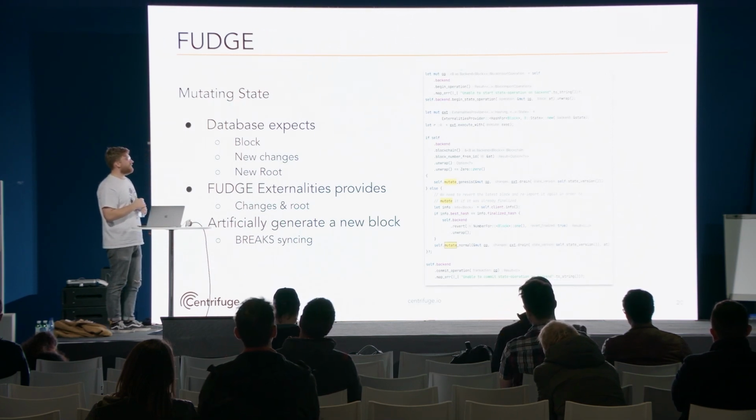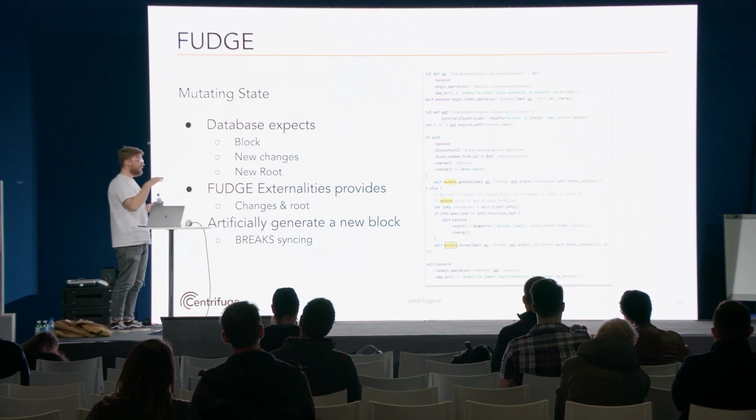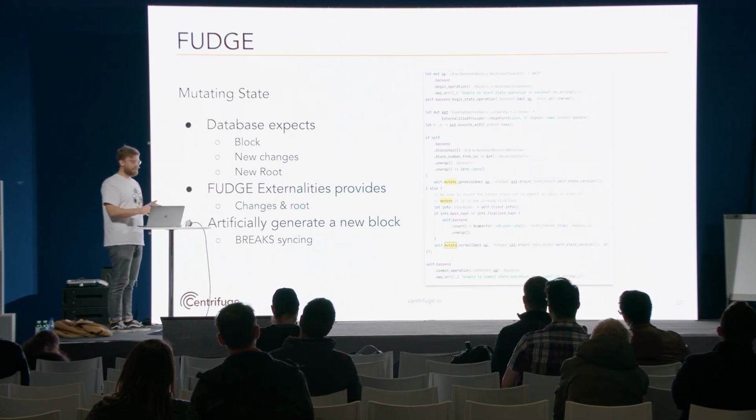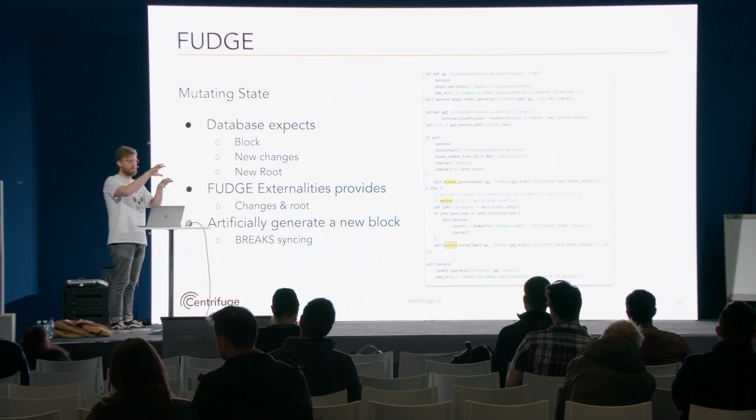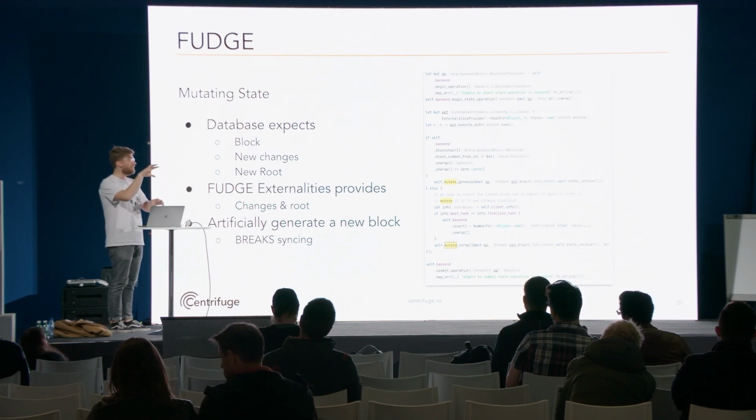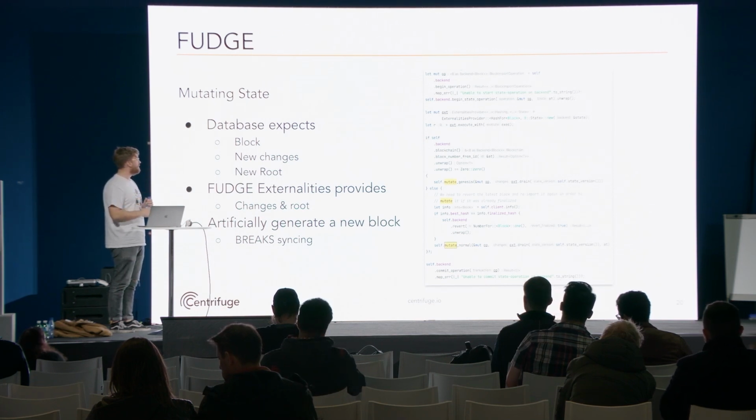And how this works is, the database, of course, always expects blocks in order: you have state A, then you have a block, and the block brings you to state B. So a block is the only thing that can actually mutate your state to a new state.